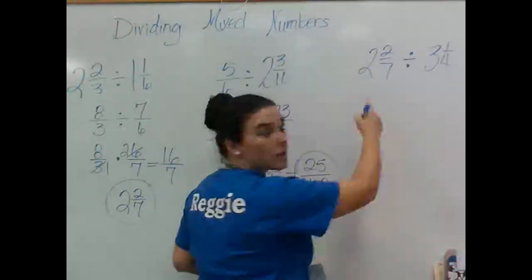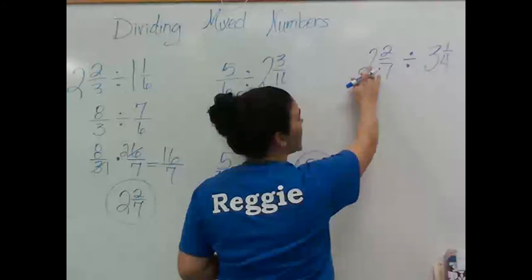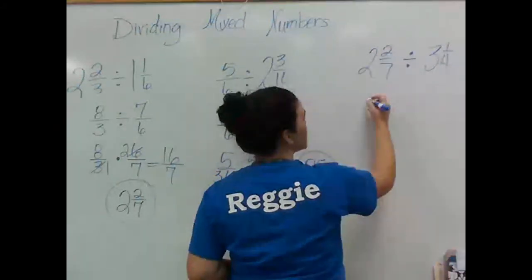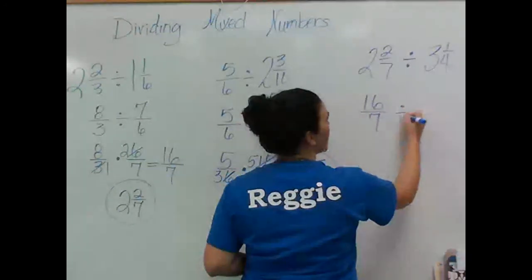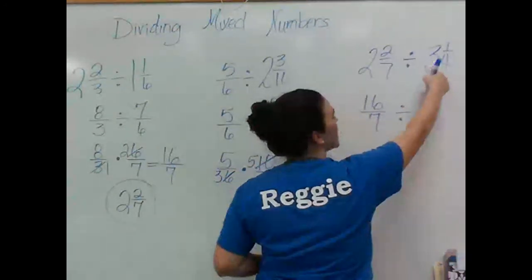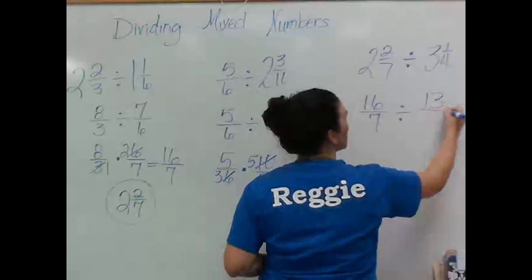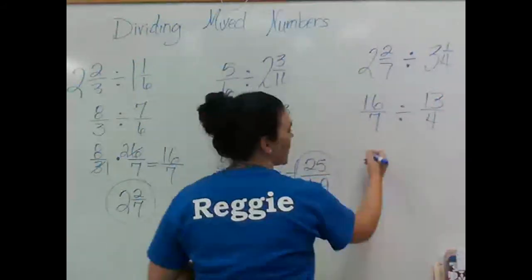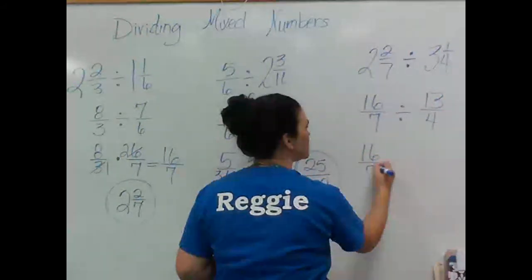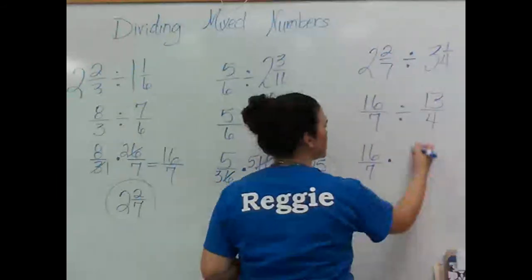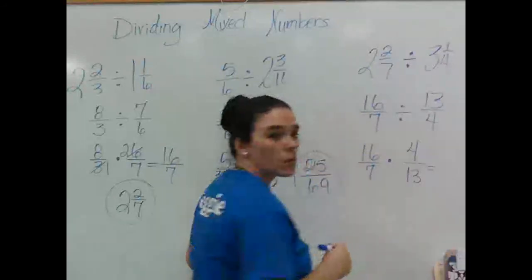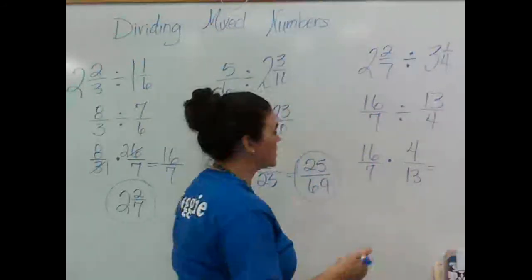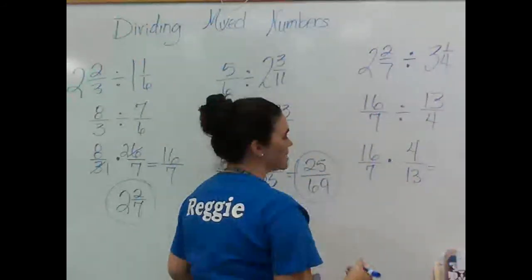All right, our third example. 7 times 2 is 14, plus 2 is 16, divided by 3 times 4 is 12, plus 1 is 13 over 4. And now I go through the process of stay, change to multiplication, and flip. And now I'm going to multiply straight across. I don't see any cross products that I can simplify.